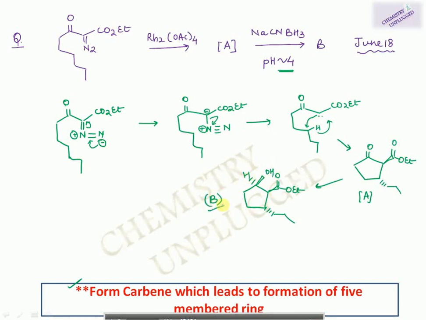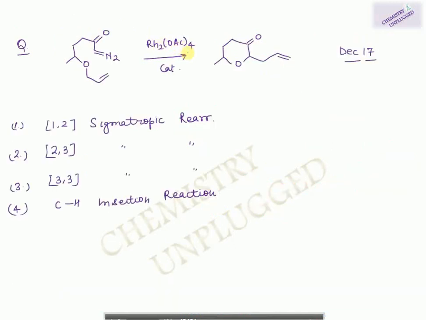Then we have another question based on the same reagent, rhodium acetate, and this question is from December 17. They have given us the reactant as well as the product, and they are asking what the rearrangement will be: 1,2, 2,3 sigmatropic shift or CH insertion reaction. So first we will try to find out its mechanism. I am directly writing that N2 will be removed and we have a carbene formed here.